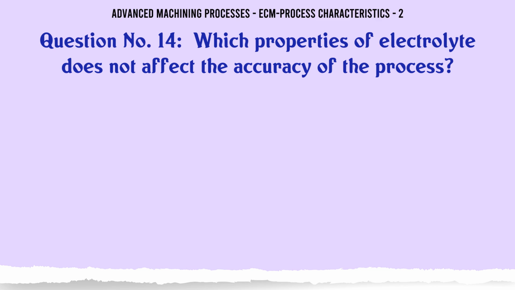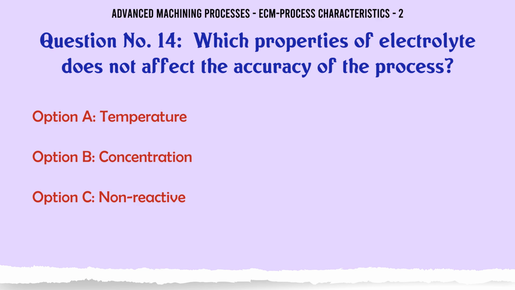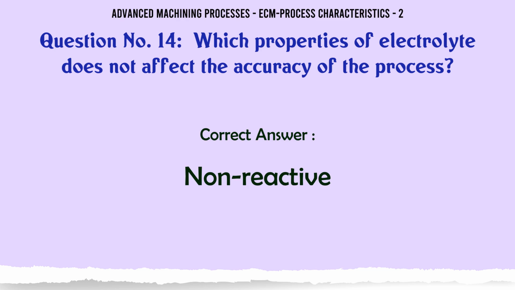Which properties of electrolyte does not affect the accuracy of the process? A. Temperature, B. Concentration, C. Non-reactive, D. Pressure. The correct answer is non-reactive.